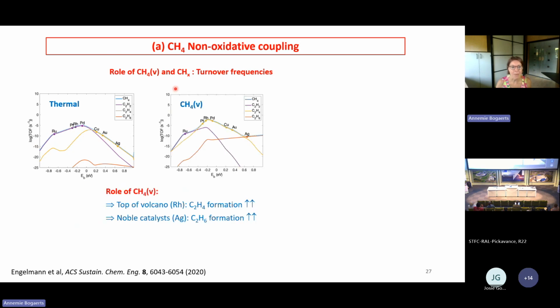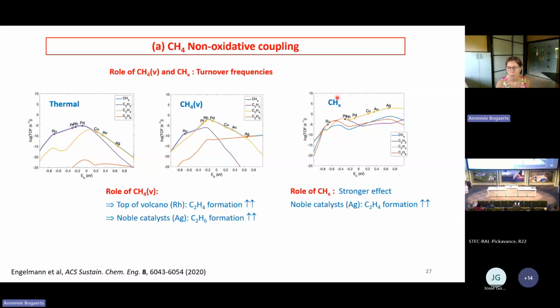But if we add plasma effects, for instance, vibrationally excited molecules, we see that the top of the volcano is shifted a bit. We also see that the top of the volcano gives much higher ethylene production now, while noble catalysts still give more ethane production. Now, if we study the effect of the plasma radicals, we see they have a much stronger effect. Ethylene production is now favored even on the most noble catalysts. You can also see there is a shift in the volcano plot, and the values are higher.